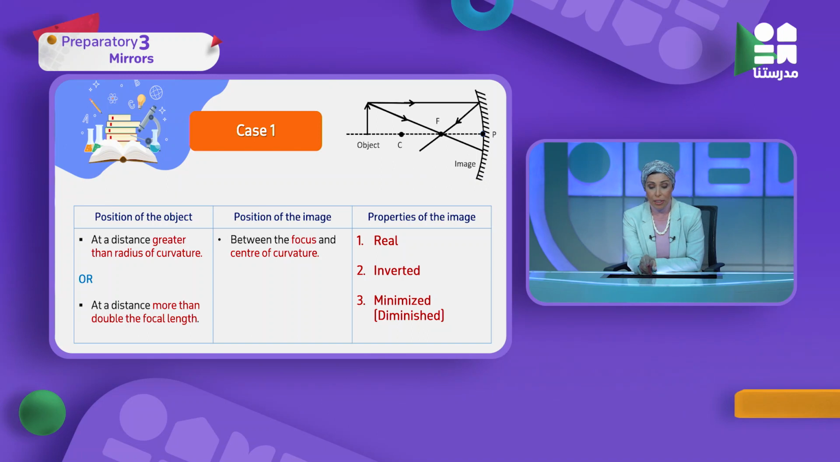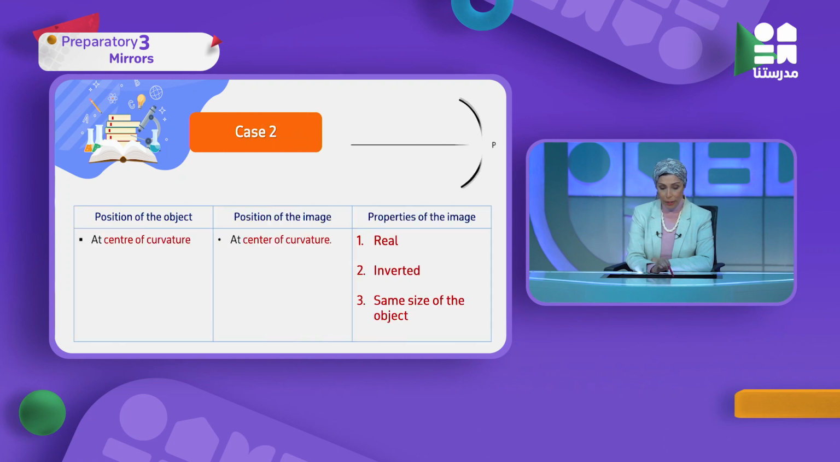Where did the image come out here? The image came out after I see the intersection between the reflected rays, the first reflected ray and the second reflected ray. So the image, you see, is inverted. I said before that if it is inverted, it will be a real image. Now look at the image here. It's minimized or diminished, smaller than the object's size. This is the first case. Let's move to the second one quickly.